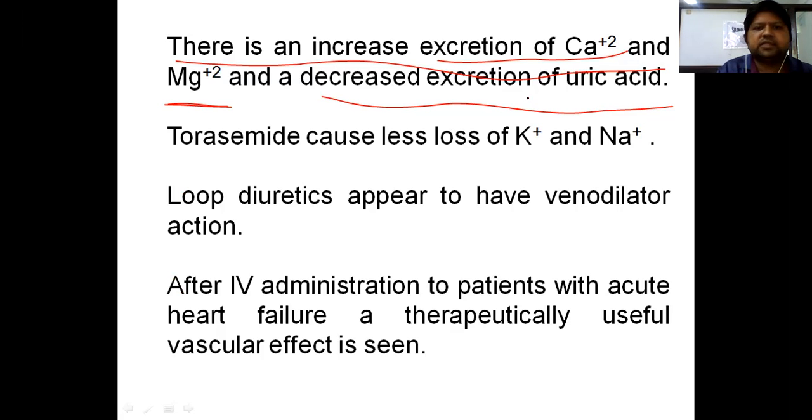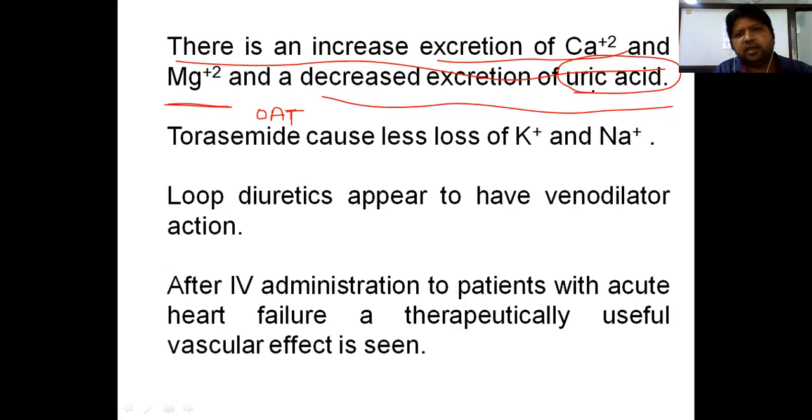This is called competitive inhibition. So what is happening here? This uric acid utilizes a pump called the organic acid transport pump, the OAT pump. With the help of this pump, uric acid will be excreted, uric acid will be eliminated.